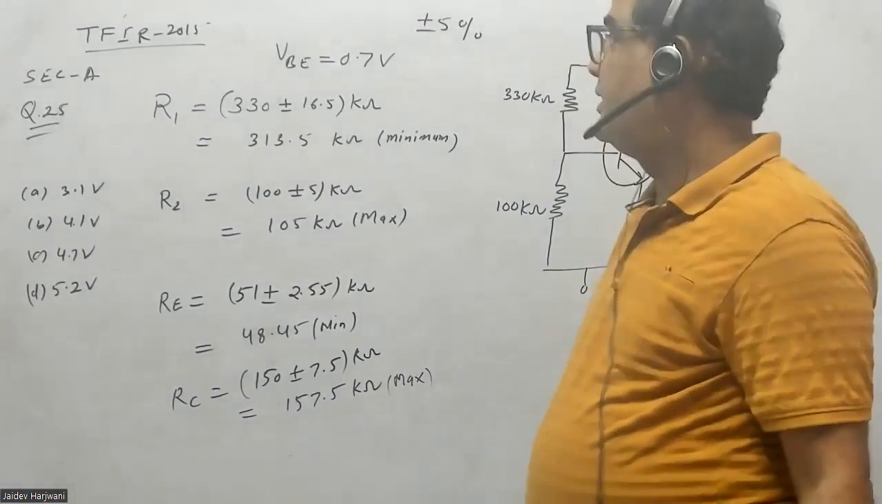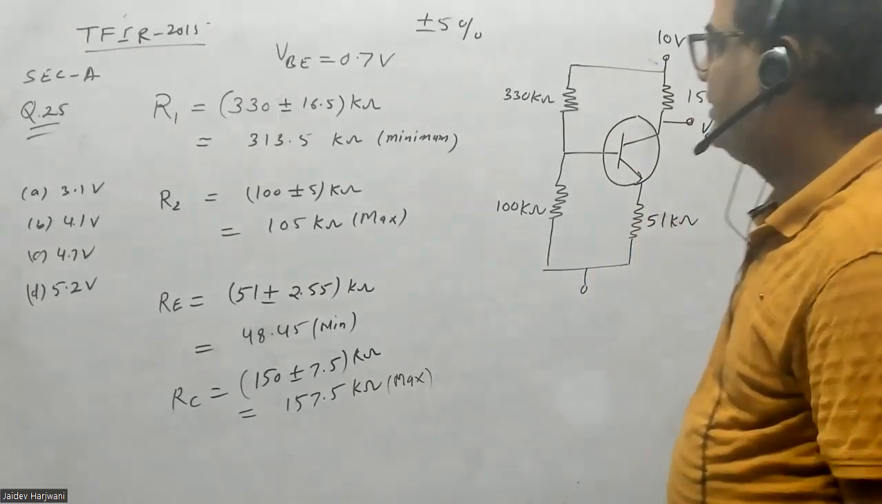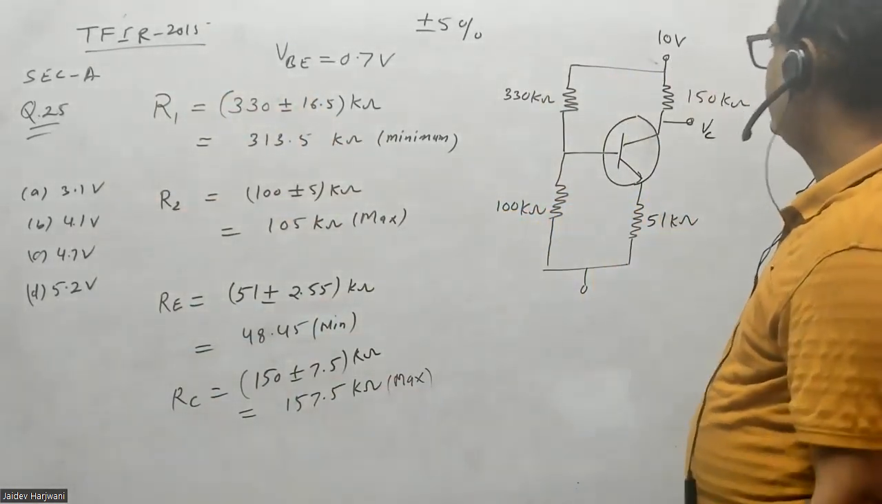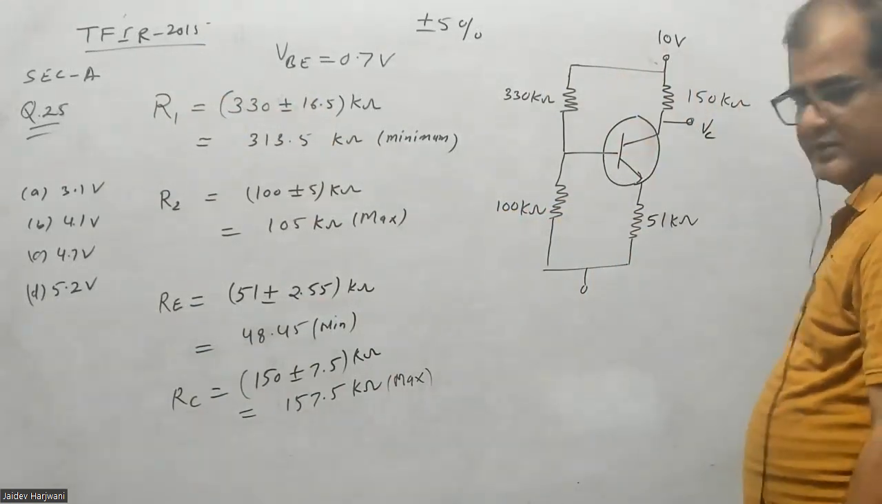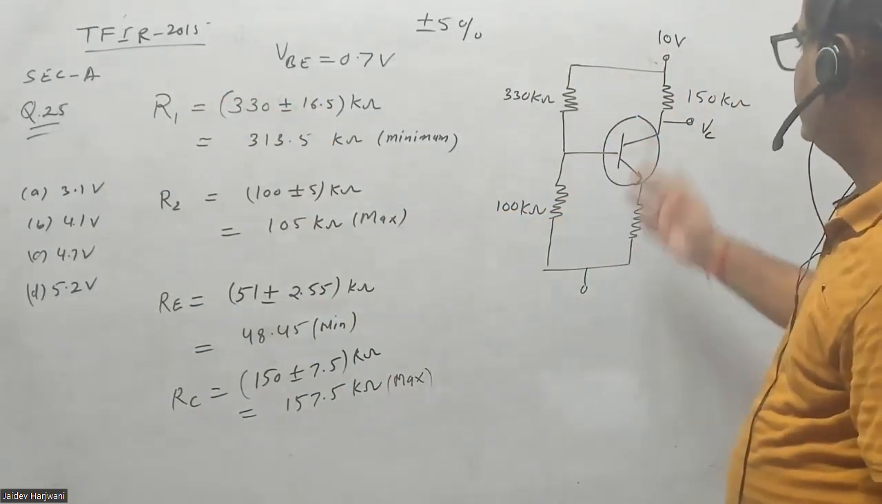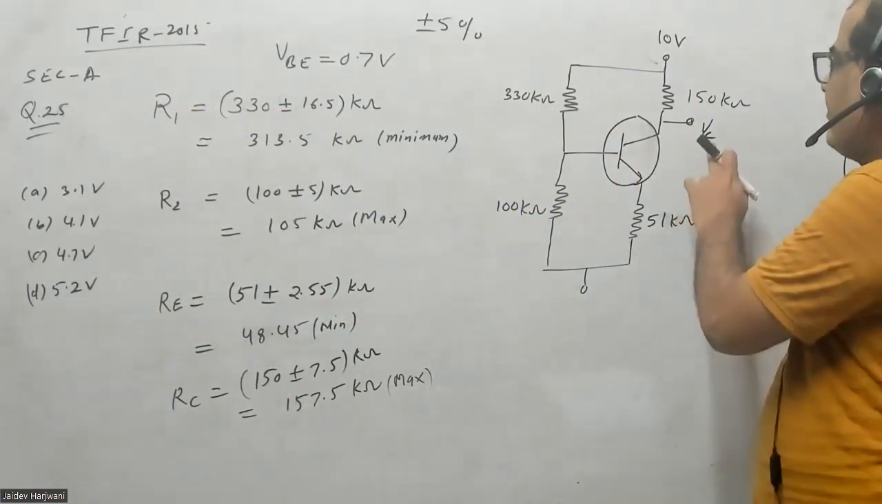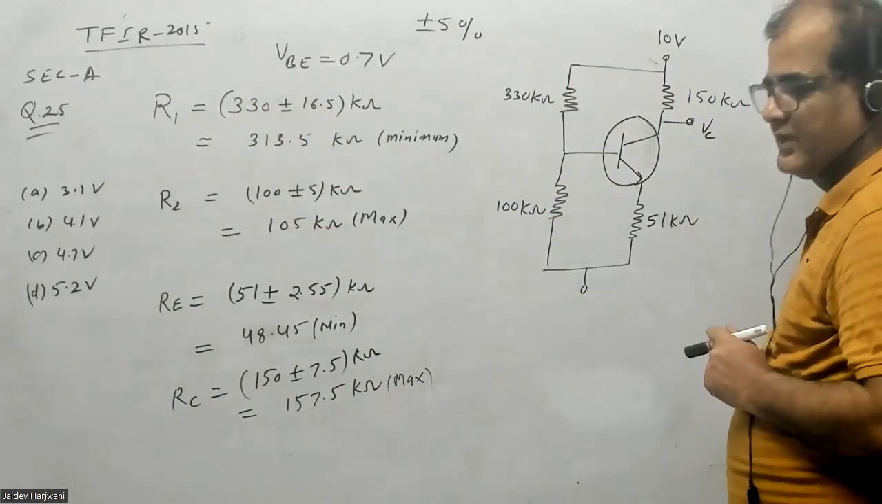Hello students, let us see this problem from TIFR-2015 from section A, question number 25. In the question you have been given a circuit, that is a voltage divider bias given to an NPN transistor, and they are asking the minimum value of VC.